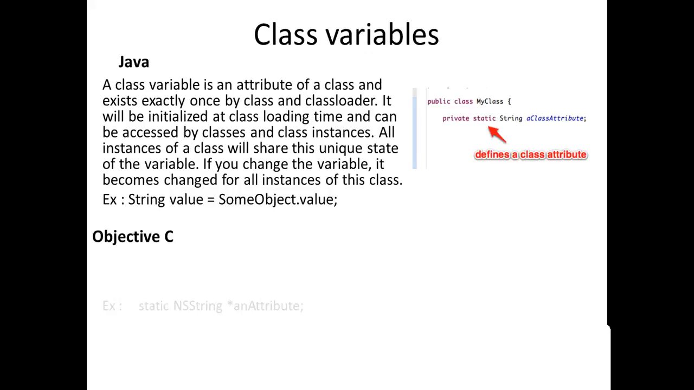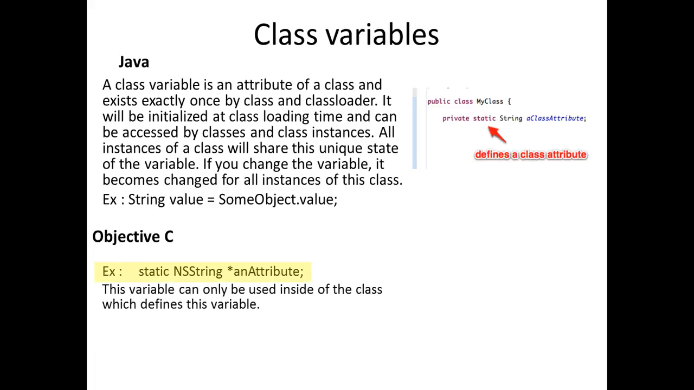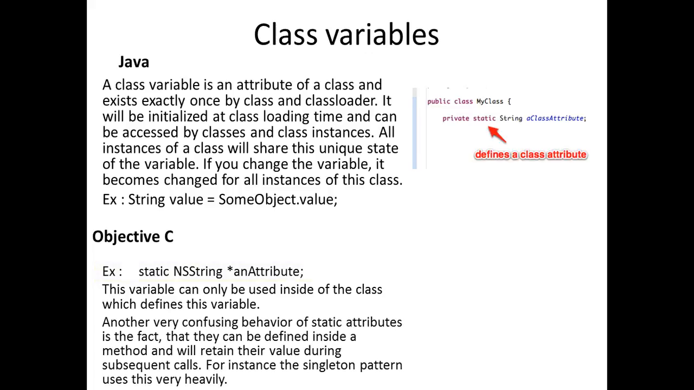Objective-C. This variable can only be used inside of the class which defines this variable. Another very confusing behavior of static attributes is the fact that they can be defined inside a method and will retain their value during subsequent calls. For instance, the singleton pattern uses this very heavily.